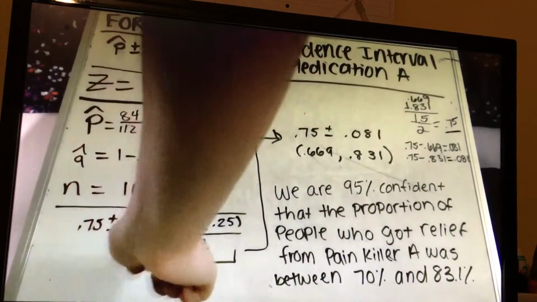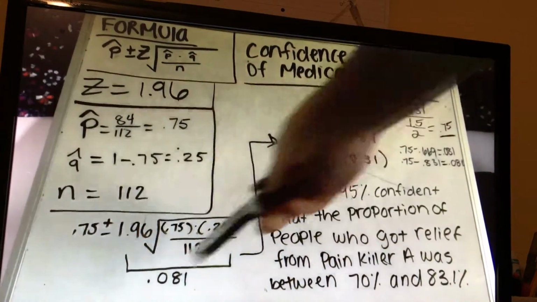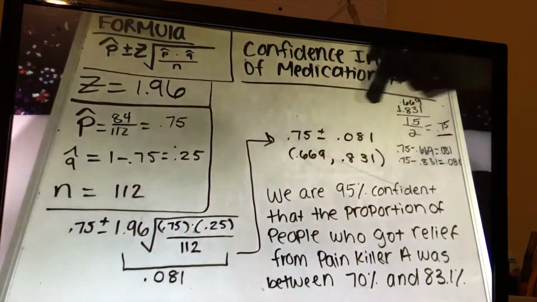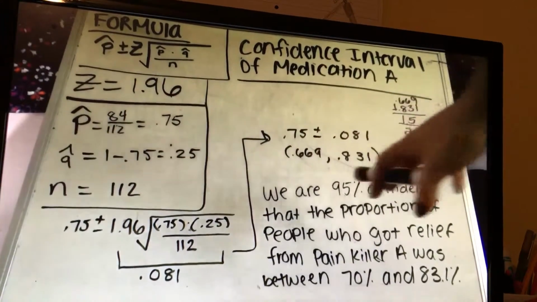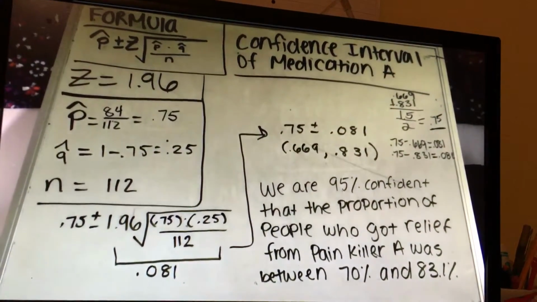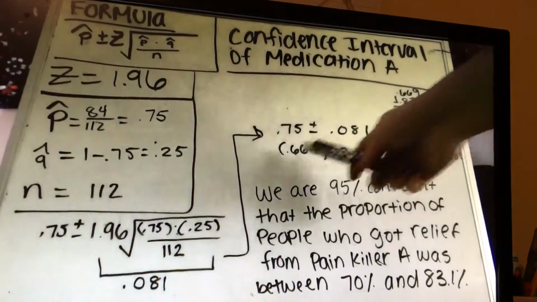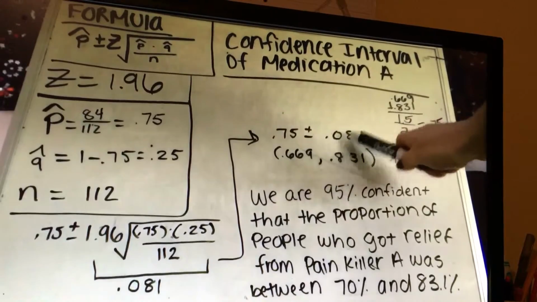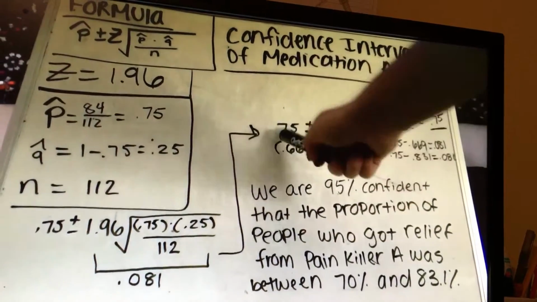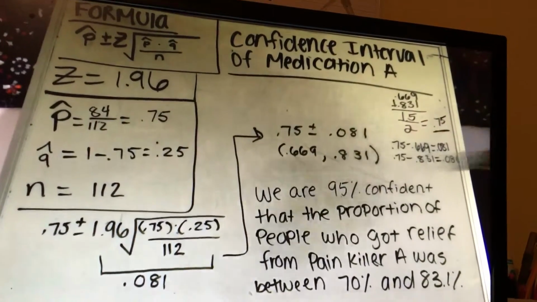Now, when you do this part out first, you get 0.081, plus or minus 0.75. This equation will give you your confidence interval. So the confidence interval is 0.669 and 0.831. To get the 0.669, I did 0.75 minus 0.081, that gave you this. 0.75 plus 0.081 gave us 0.831.